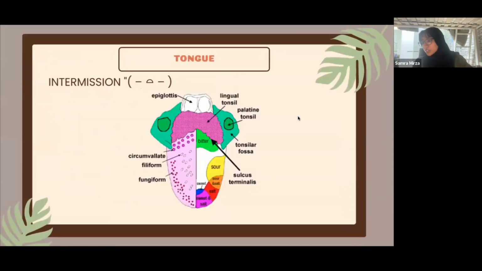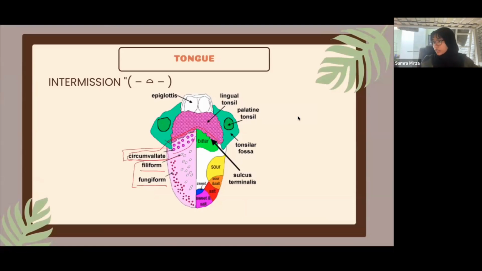Now for the intermission, we have the structure of the tongue. As I said, I would show you. Here we have our sulcus terminalis, which was at the posterior of the tongue. And over here, we have the circumvallate papillae. As you can see, they're arranged in a V shape at the sulcus terminalis. Here we have the fungiform, which we said were on the margins of the tongue on the dorsal surface. And here are the filiform. The fungiform and filiform will be interspersed on the tongue together, while the circumvallate will only be in this area.